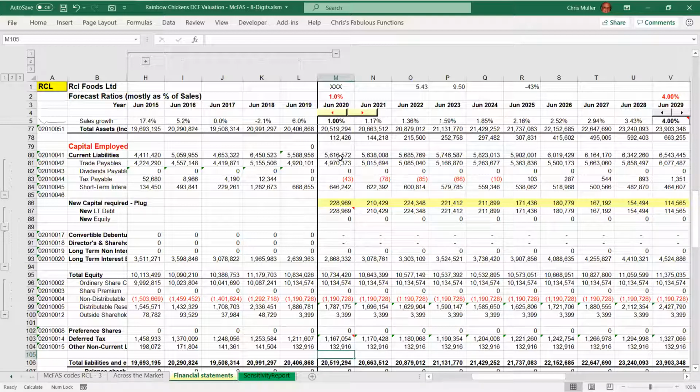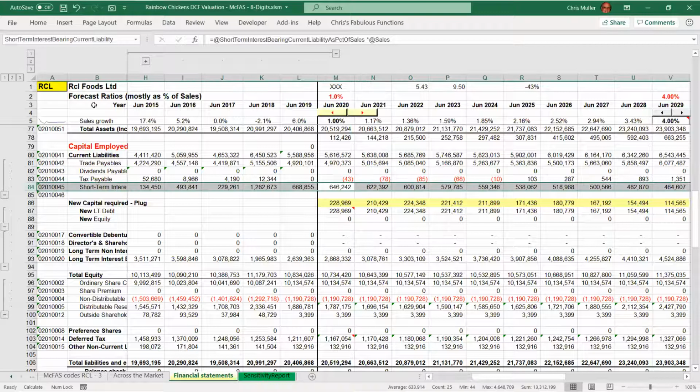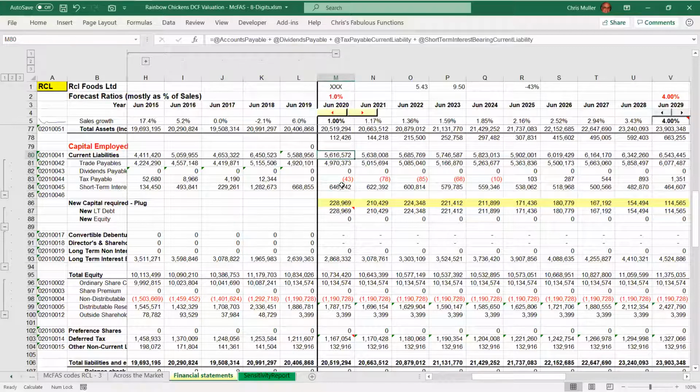So how are we going to do this? We've got things like current liabilities that we have to go and link to sales. Yes, we've got a link to sales there. What about tax? Taxes payable. We've worked out what percent of tax is payable, and we multiply that by the tax we've calculated. We're going to see the other side of that just now. And we've got some debt. This is the short-term interest-bearing current liability as percent of sales. Okay, and if you multiply that by the sales, you are going to get the short-term interest-bearing current liability. Right. So if you add all of those up, you get your current liabilities.